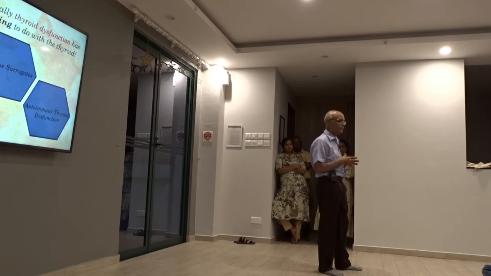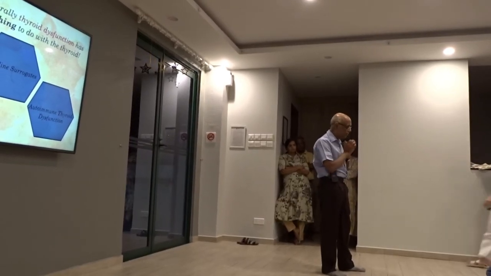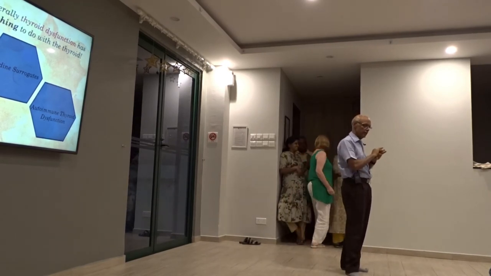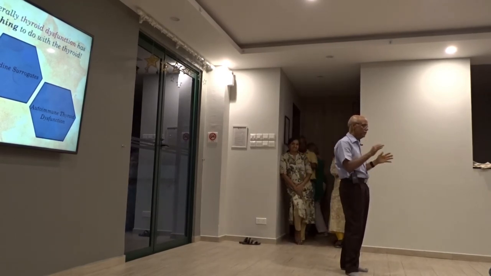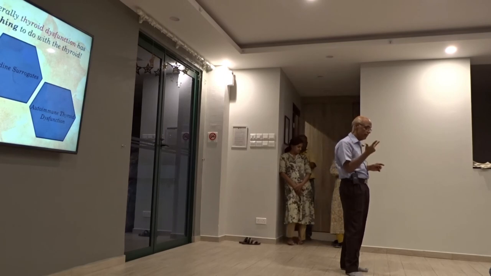So how do you treat it? By plugging this leak. How do you plug the leak? See, the first thing, the genetic propensity cannot be altered. It's a deck of cards you've been dealt. You can't do anything about it. What you can do is change your lifestyle, your environment, the food that you take.